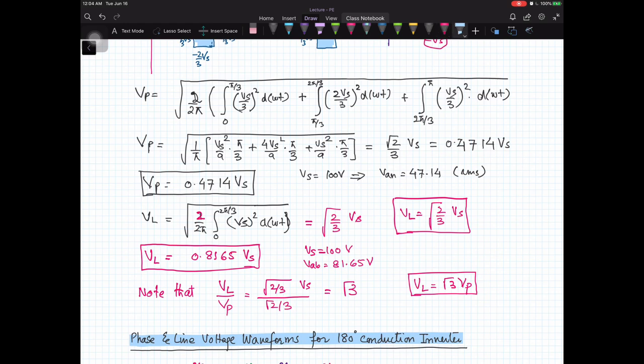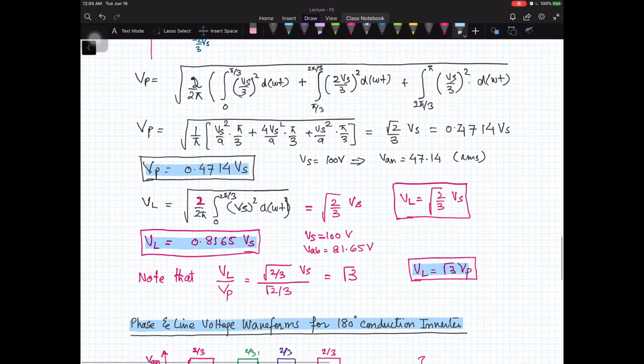So you can see over here, the phase voltage was equal to 0.4714 times the DC supply voltage, and the line voltage was equal to 0.8165 times VS. And the relationship between phase and line voltage for the Y connected load is this one, that line voltage is root 3 times V phase.